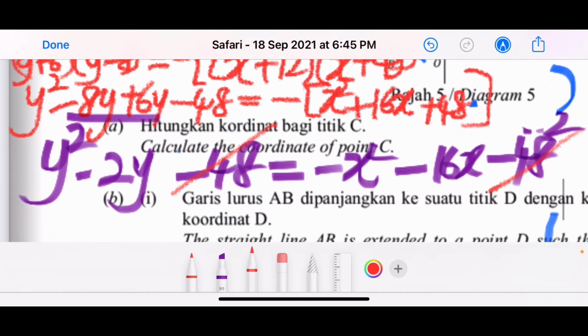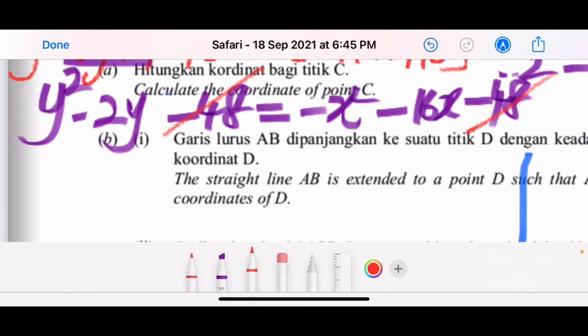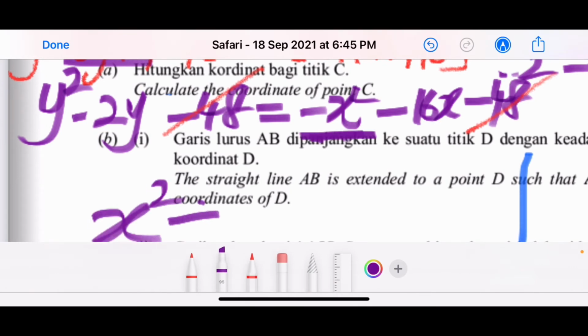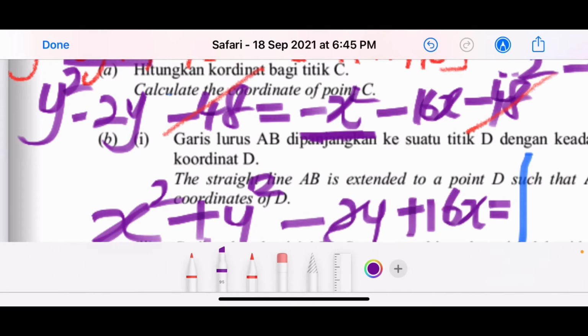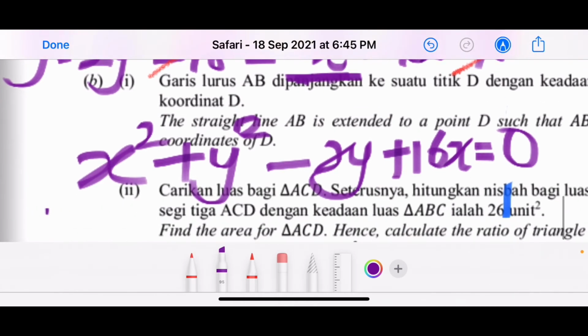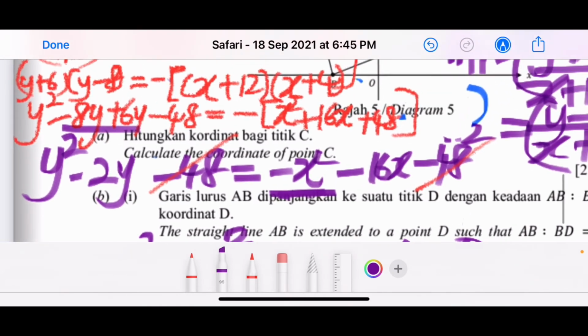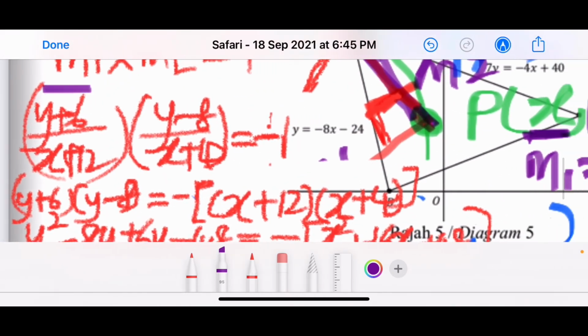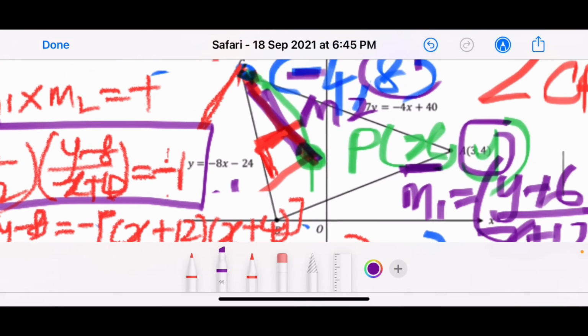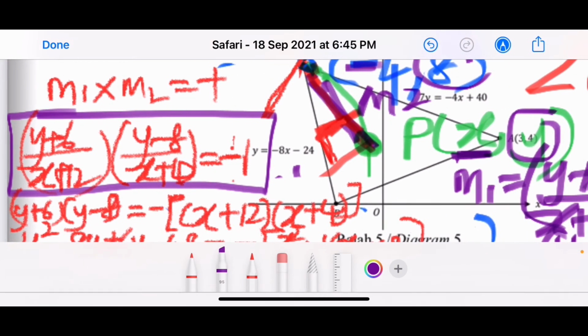So the equation of the locus looks very simple. If I bring this over, x squared plus y squared minus 2y plus 16x equals 0. This is the answer for the locus equation. So no matter how you do it, you get x squared plus y squared plus 16x minus 2y equals 0. Either you use the gradient, perpendicular M1 M2 equals -1, or you can use the concept of distance, which is using the radius. That's all my sharing for the locus equation.